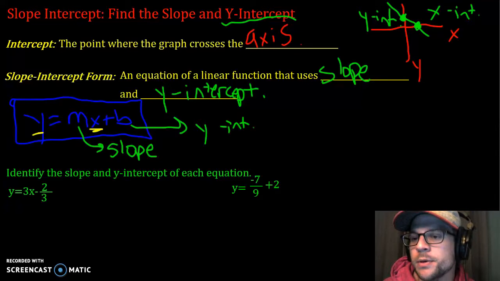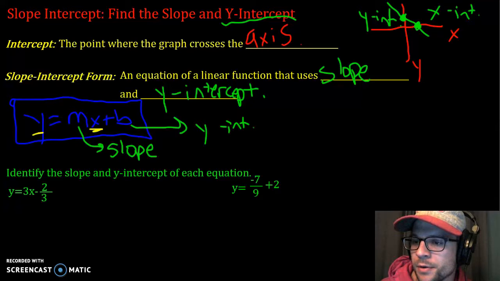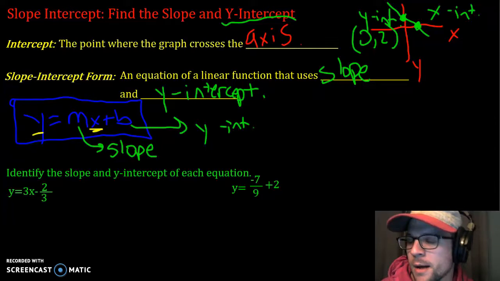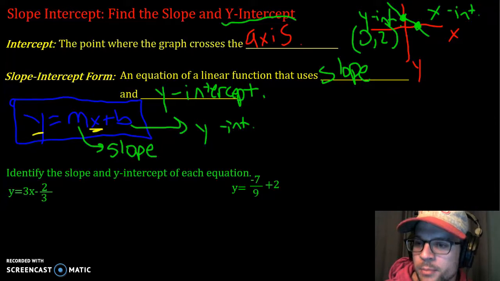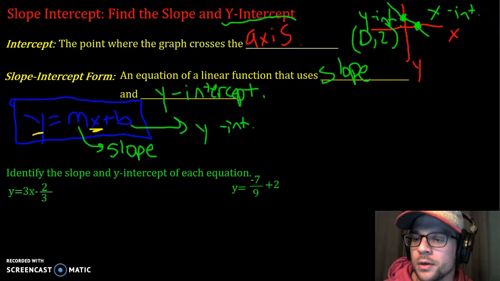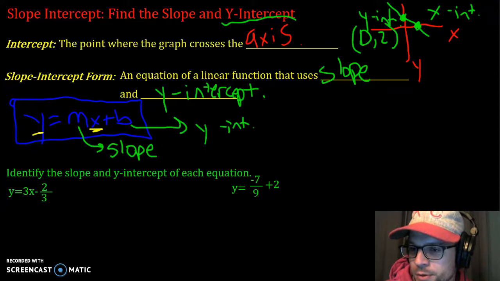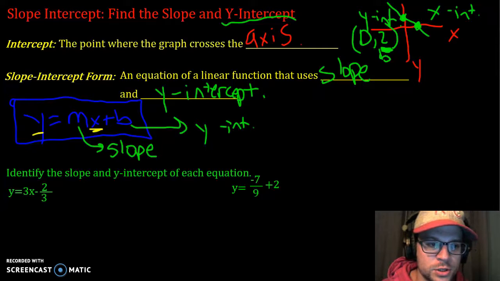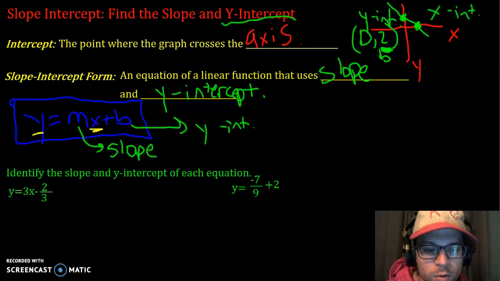Because it's always going to be a point where your x is equal to 0. Like, for example, this y-intercept looks like it could be (0, 2), because your x-coordinate is not moving anywhere to the left or to the right, but it's moving up 2. All of your y-intercepts will have zeros for your x, so this number right here is essentially what's going to be the b.